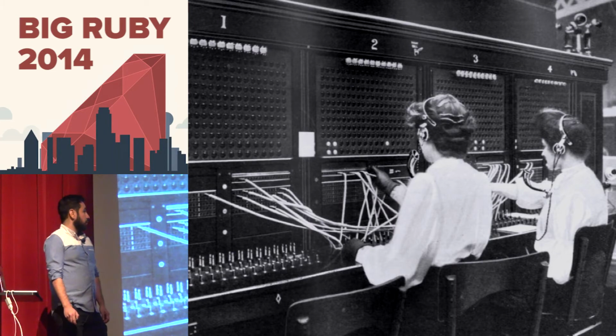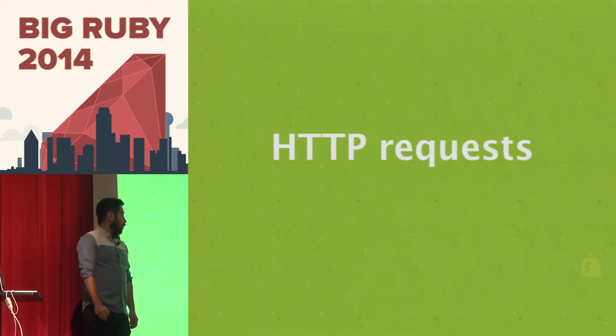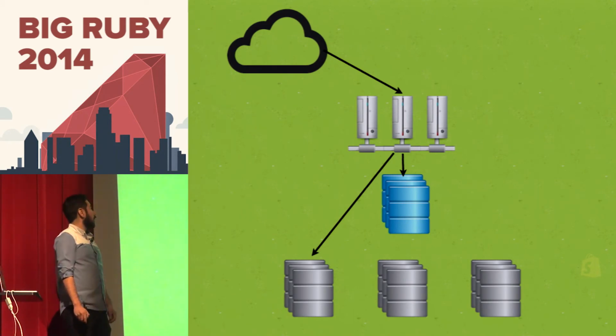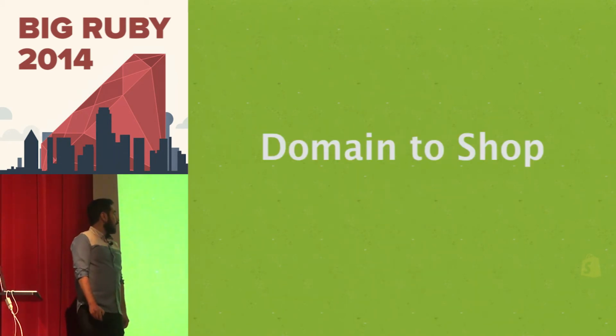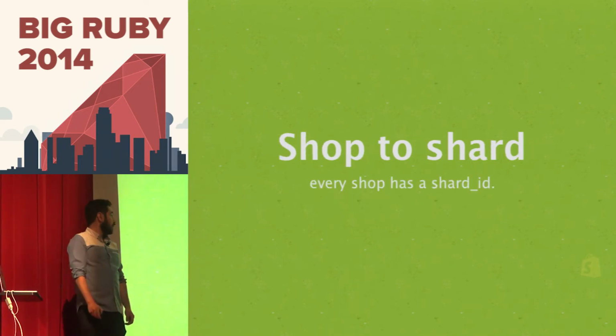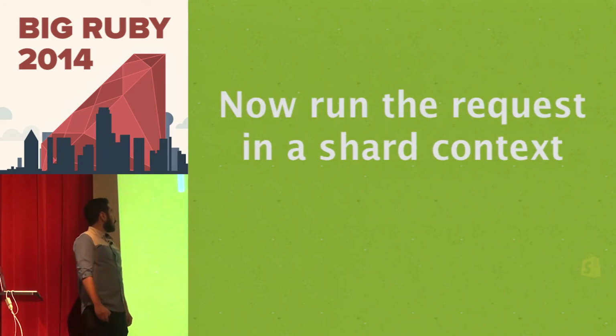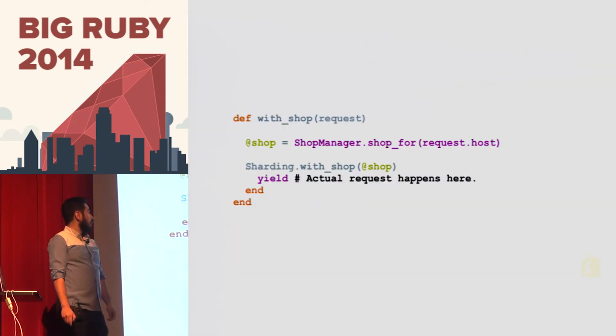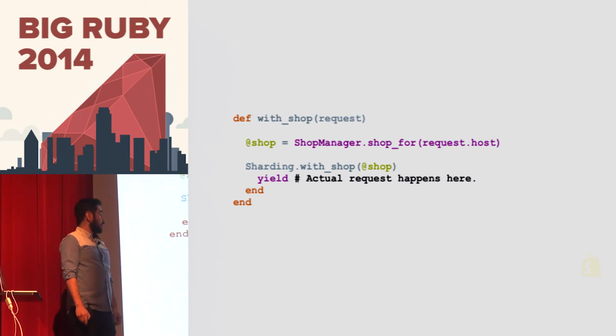How do we route people to different shards? An HTTP request comes in. This is our schema, so it has to come from the internet. It goes from a domain to a shop. The shop has a shard ID, and the request is run in the context of that shard ID. It looks something like this. The shop manager there is turning that host into a shop. Then we just select the shard, and this is actually running in an around filter in the top controller.